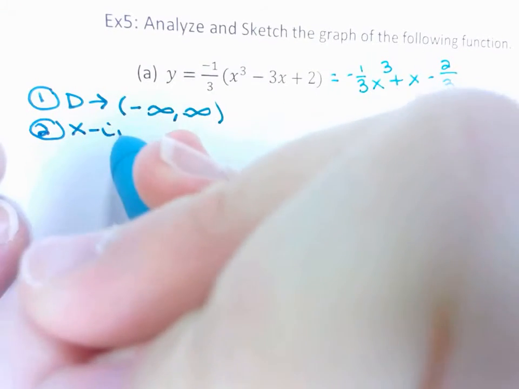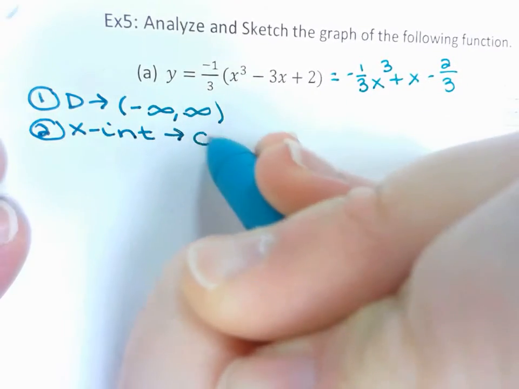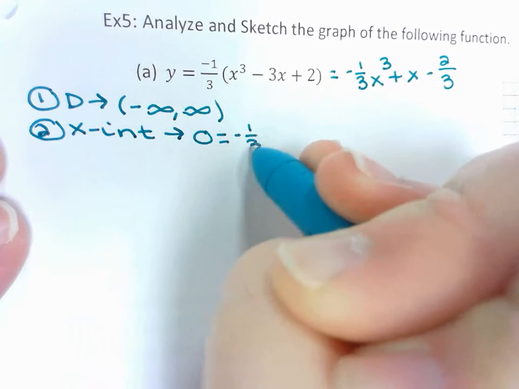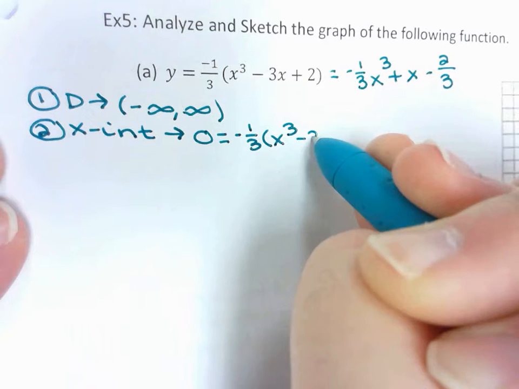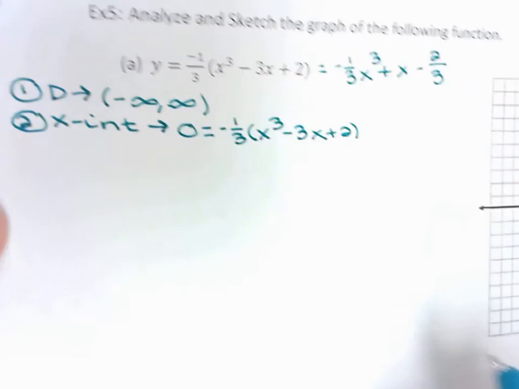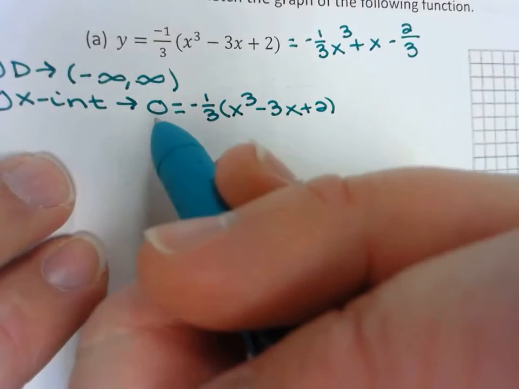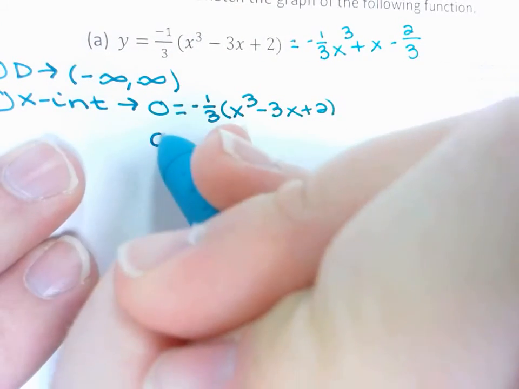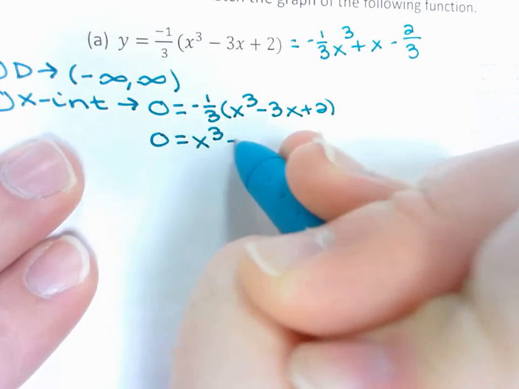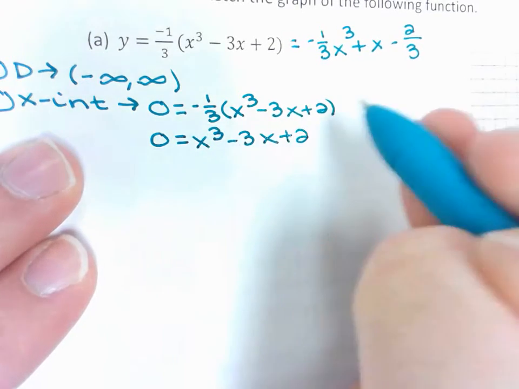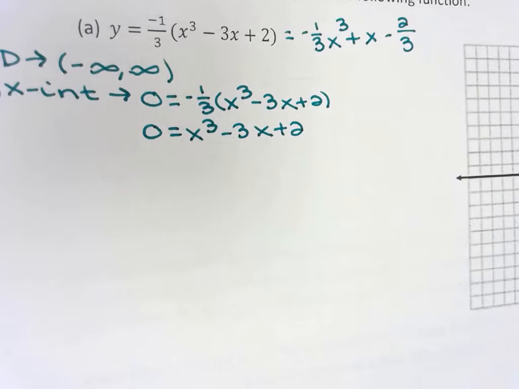Second thing I found were my intercepts. So x-intercept, if I plug 0 in for y, this is the case where using the factored form is a little easier. So if I set it equal to 0, I'm going to be factoring out a negative a third anyway, so let's just use the factored form. So 0 equals negative a third times the inside part, and negative a third doesn't equal zero, so I just have 0 equals the inside part. As I try to solve this, I want to look for my x-intercepts.